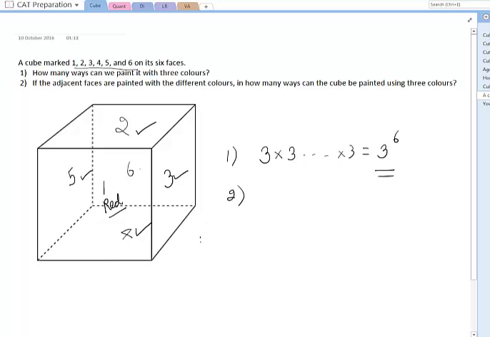In the way I have written the numbers, 1 and 6 will be of the same color, 2 and 4 will be of the same color, and 3 and 5 will be of the same color. The number of ways to do that would be 3 faces. You choose the first face and give that to first color.